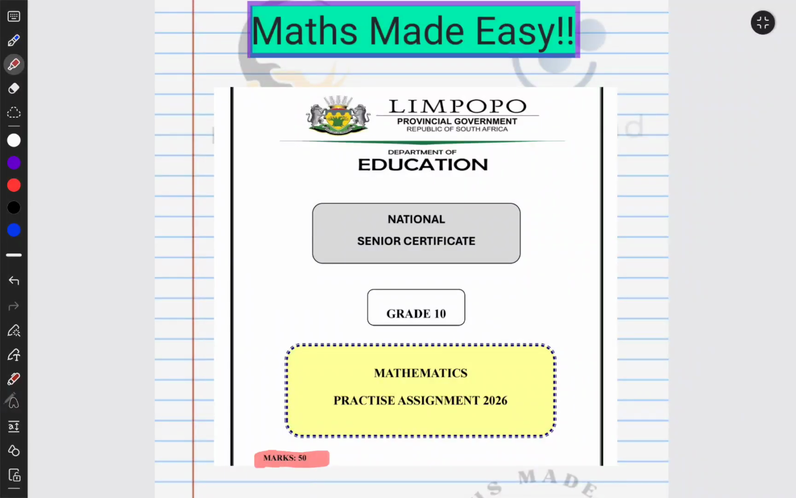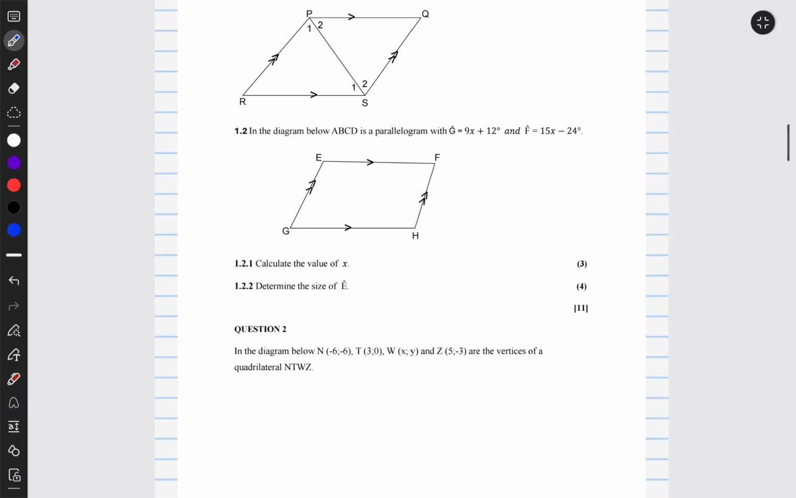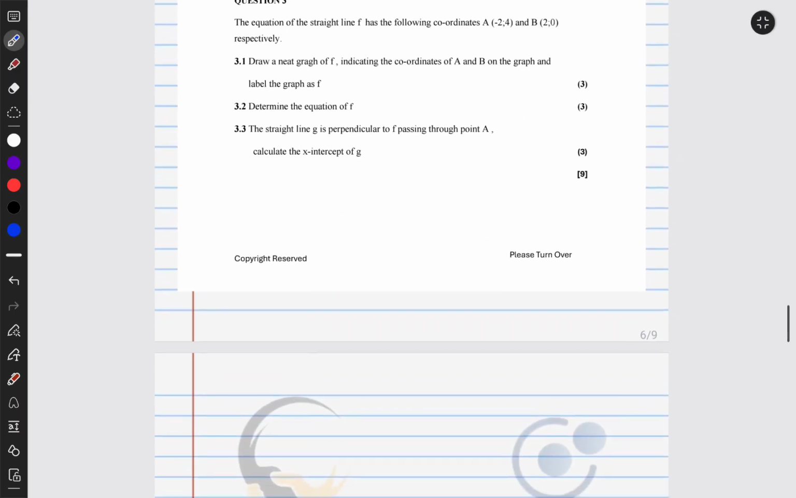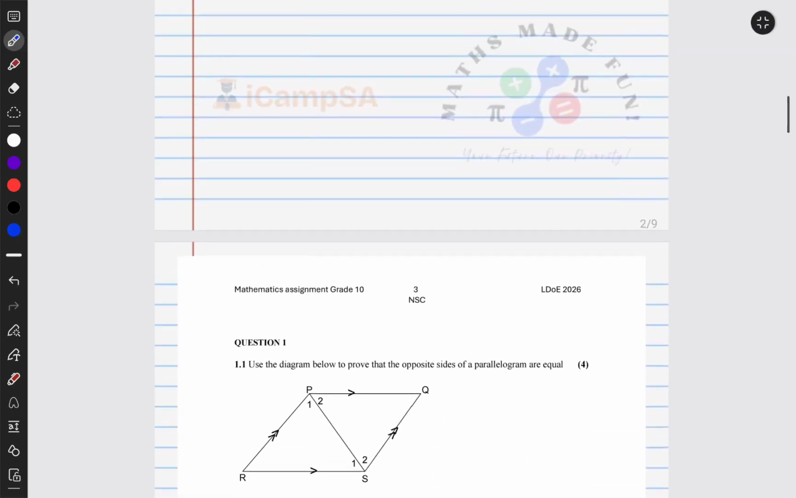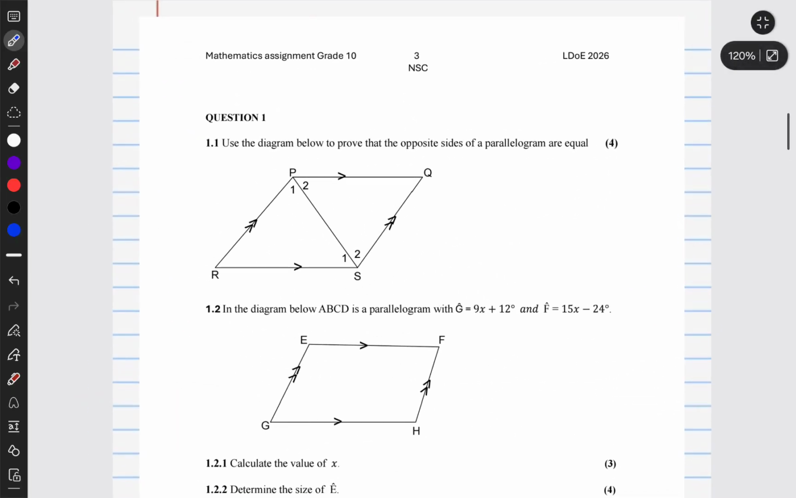It covers most of the things from functions and geometry. Basically, it's mostly functions and geometry. Okay, so for question 1.1, use the diagram below to prove that the opposite sides of a parallelogram are equal.